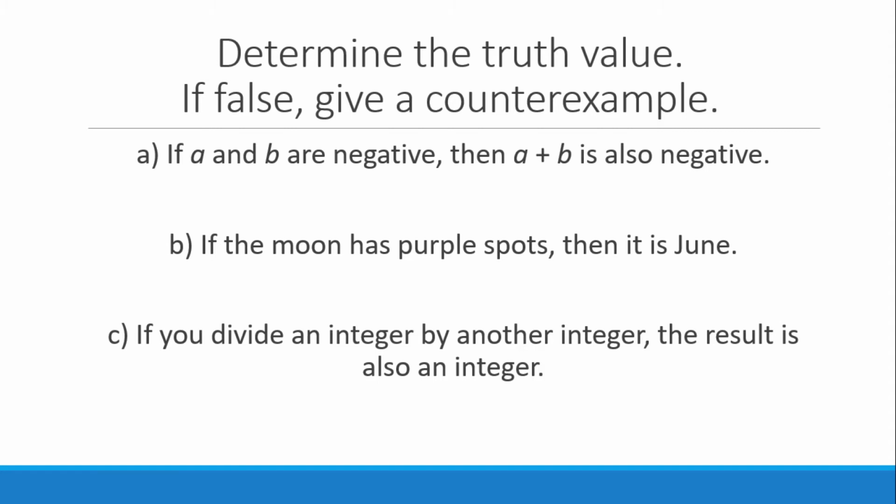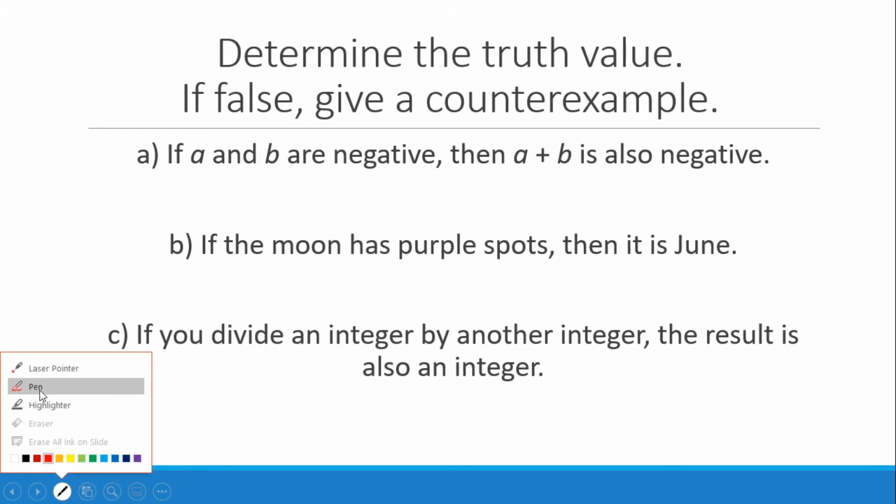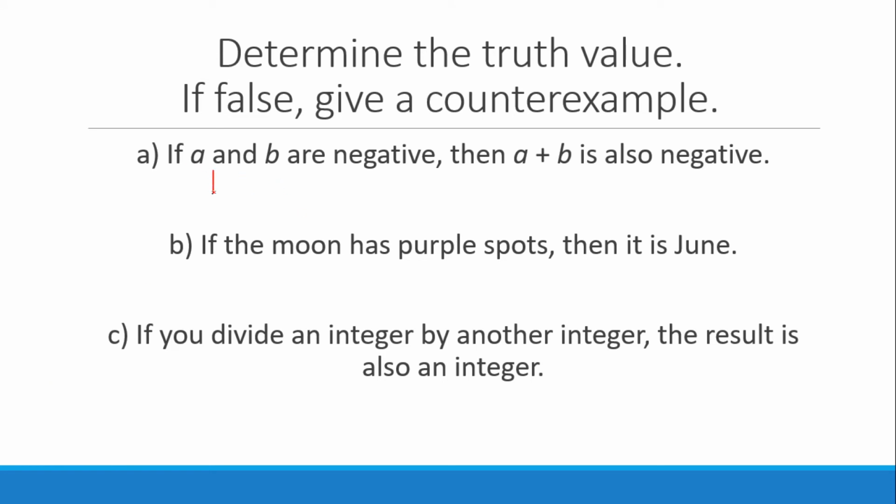Well, P implies Q. So if A and B are negative, if that's true, then the conclusion Q is also true. So if we use our pen right here, this P is going to be true. This Q will also be true, which means this whole statement is going to be true. If they're both negative, then A plus B is going to be negative. That's true, and that's true.